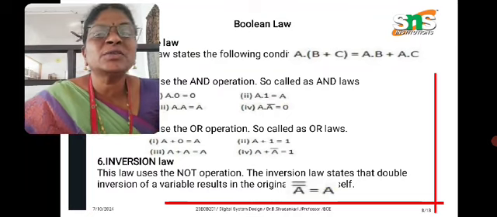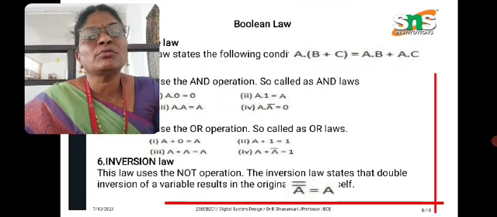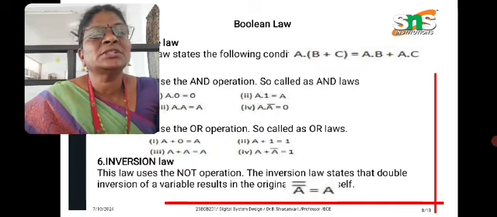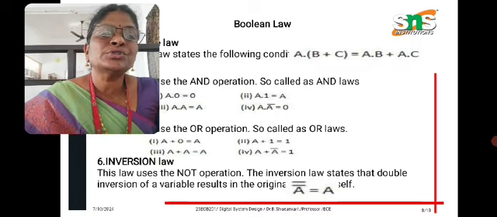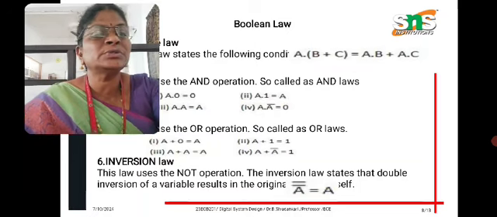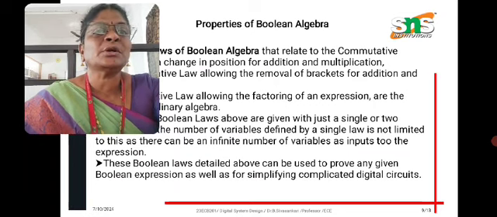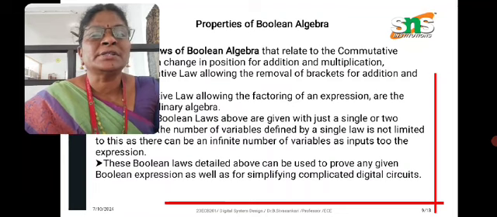And the next one is the inversion law. By the name inversion itself, we can understand that it is a NOT function, it uses the NOT operation. The inversion law states that double inversion of a variable results in the original form itself. If A is complemented twice, then it is equivalent to A. So this is all about the inversion law. And the laws of Boolean algebra relate to the commutative law: change in position for addition and multiplication.